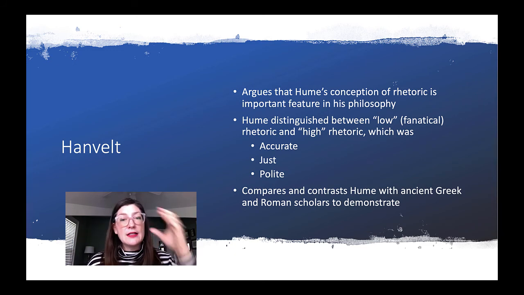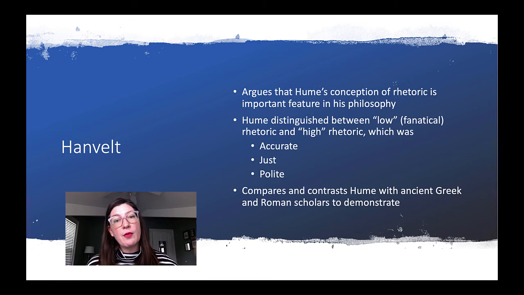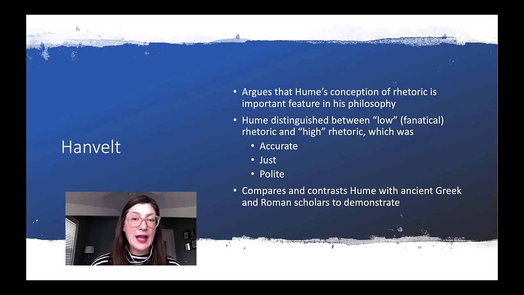But it's interesting because Hanvelt will go through and sort of compare and contrast some of Hume's key rhetorical moves with the ancient Greek and Roman rhetoricians that Hume so admires. And we just kind of start to see through Hanvelt's demonstration how Hume takes some of these classical rhetorical concepts and repurposes them for his own philosophical aims. So, lots to talk about.